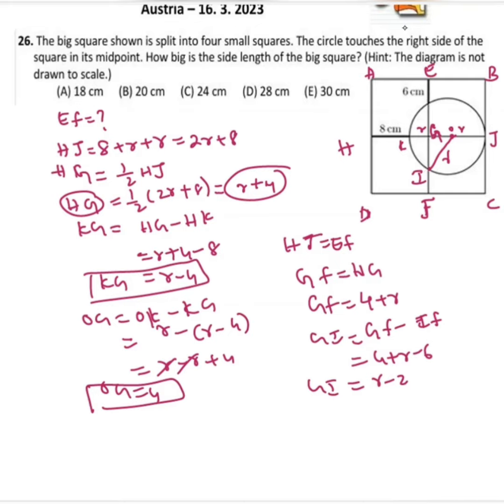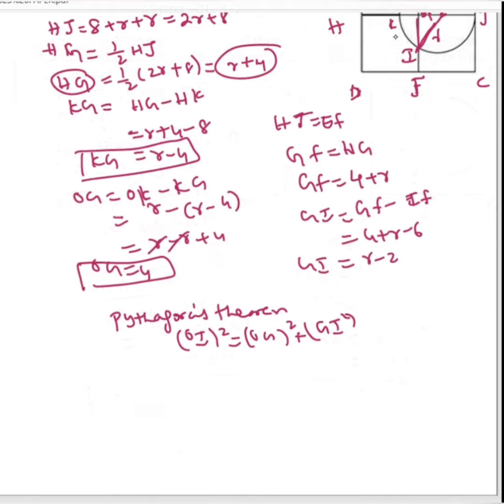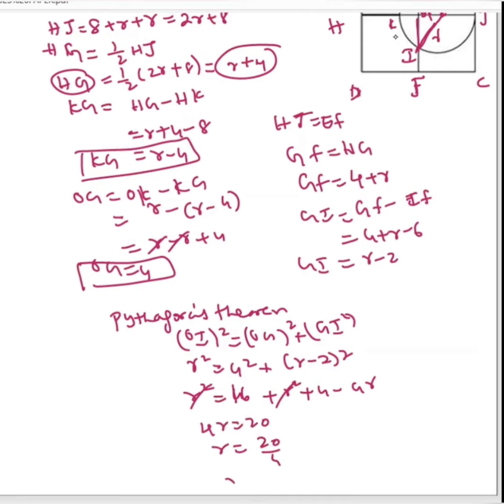Now, by using the Pythagoras theorem, OI square is equal to the hypotenuse square, which is OG square plus GI square. That will be R square equals 4 square plus (R minus 2) whole square. If you use the formula, it will be 16 plus R square plus 4 minus 4R. So R square and R square get cancelled. You get 4R equals 20. So R will be 20 by 4, R will be 5. So the R value is 5.